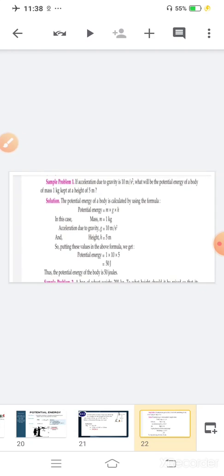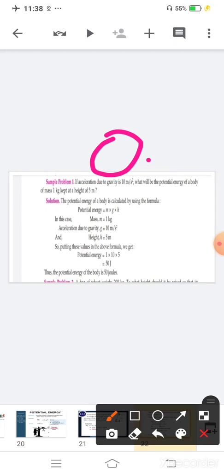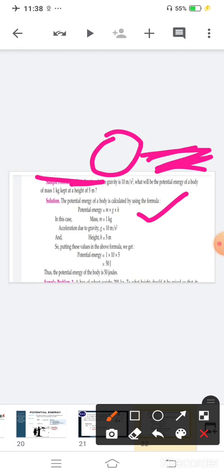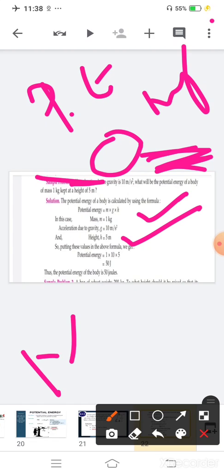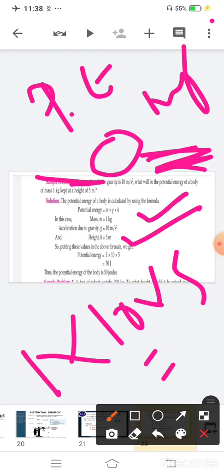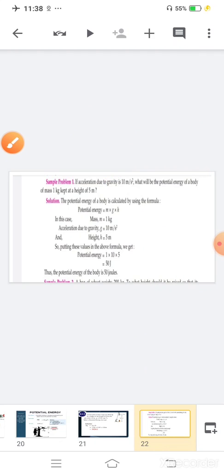The next one. If acceleration due to gravity is 10 meter per second square, what will be the potential energy of a body of mass 1 kg kept at a height of 5 meter? The mgh formula is clear. The value of m is 1 kg, acceleration due to gravity is 10, height is 5, and potential energy, you know that PE is equal to mgh. So 1 into 10 into 5 is equal to 50 joules. Clear?